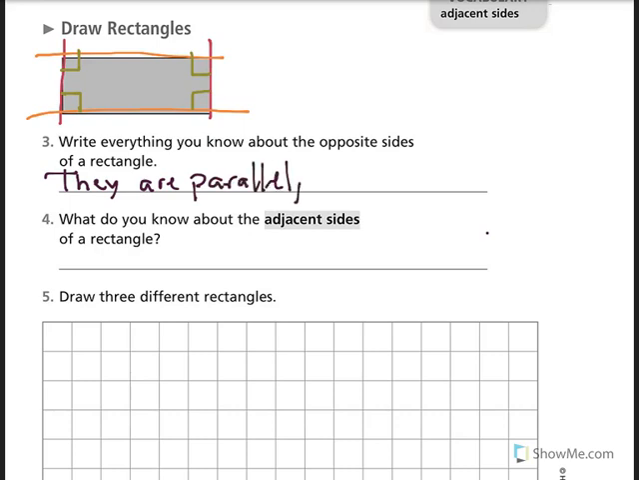They're also going to be the same length as each other. The pink ones are the same, and the orange ones are the same. And in math, there's a word for that. It's called congruent. Or you could say equal. And opposite sides are equal. Equal in length.